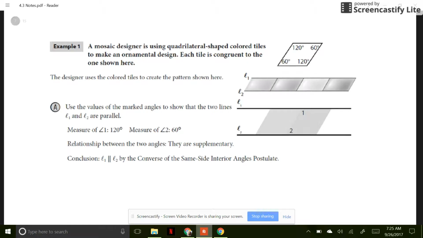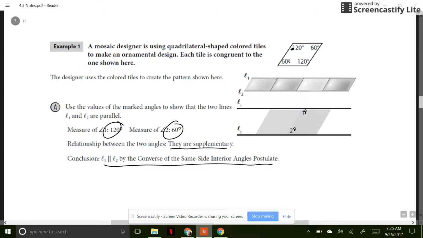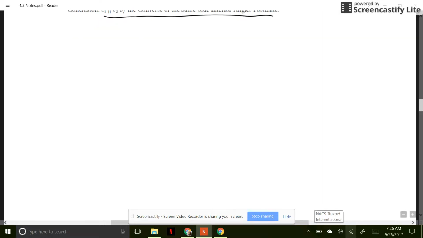A mosaic designer is using quadrilateral shaped colored tiles to make an ornamental design. Each tile is congruent to the one shown here. So if we look, angle 1 here is 120 degrees because it's in the top left corner of the tile. Angle 2 is 60 degrees because it's in the bottom left corner of the tile. So the two angles are supplementary. Because they are supplementary, and because they have the same side interior angle relationship, we can say that the lines are parallel by the converse of the same side interior angles postulate.